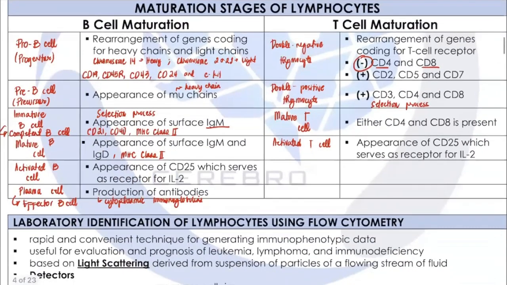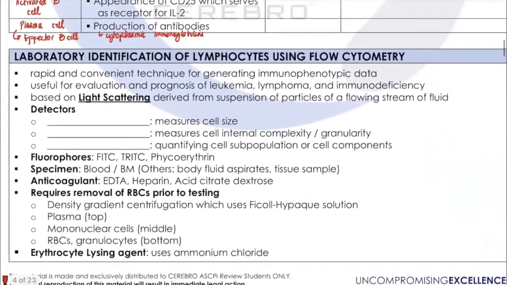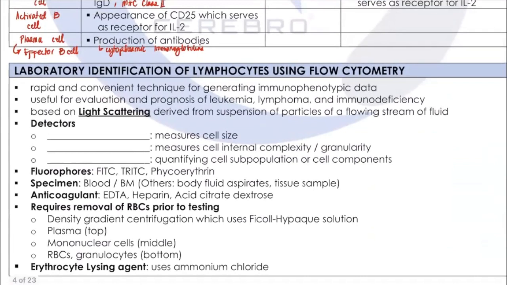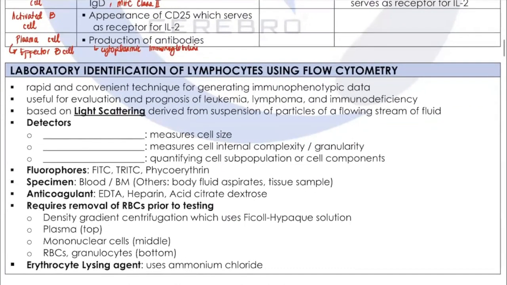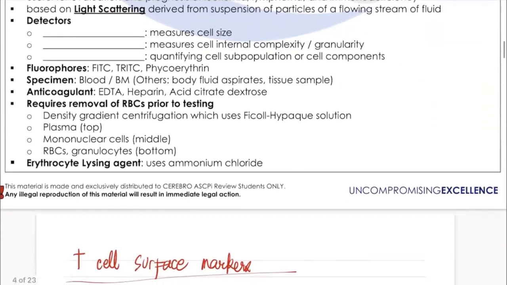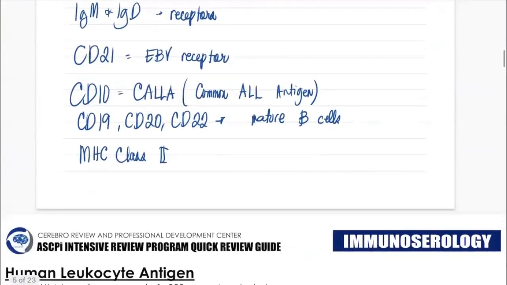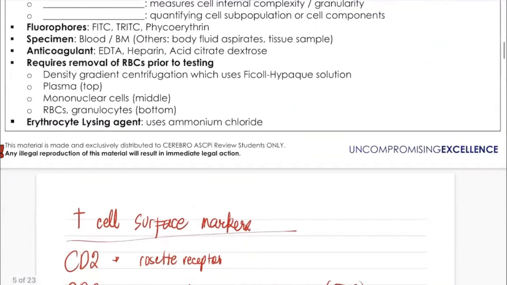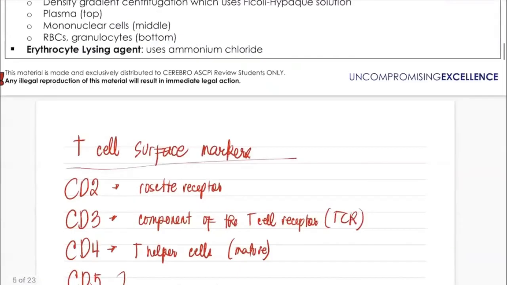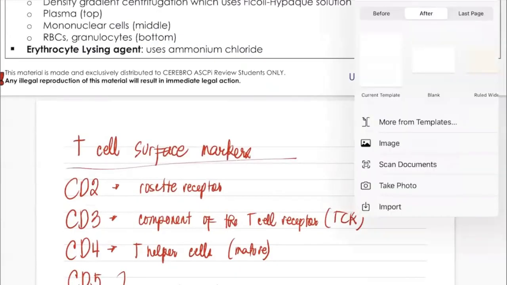Now, let us proceed to the laboratory identification of lymphocytes. This is through flow cytometry, but as I mentioned earlier, I will add the Rosette test, or the Rosette technique, because it is a classic test for the identification of lymphocytes. So that is what we call the Rosette test.